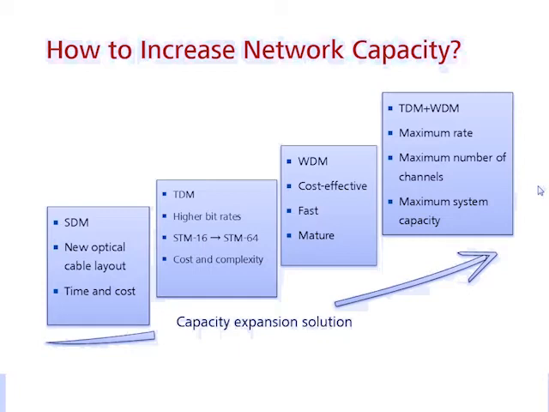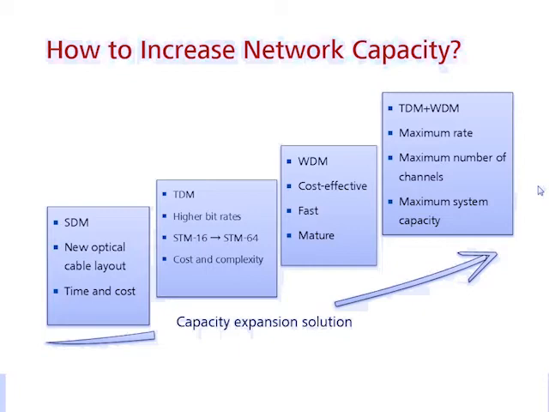What is space division multiplexing? If the network capacity is not enough, we will buy a lot of equipment and install a lot of new fibers to connect the two stations, connect the two different places. More equipment gives us higher capacity. That is the solution. But this solution must be very expensive, right? And you will waste a lot of time to install the new equipment and new fibers.